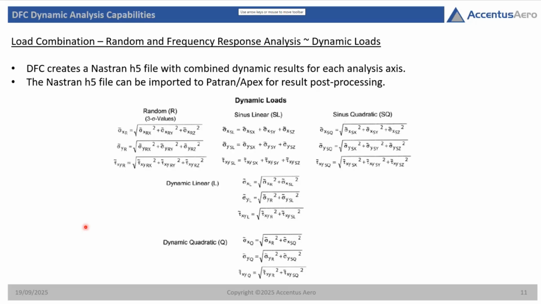This is basically a summary of what I've just explained. Random results are a quadratic combination of each of the axis values, and then for frequency response data you can add linear or quadratic, and then you get your combined random and frequency response data, either a linear or quadratic combination of that.